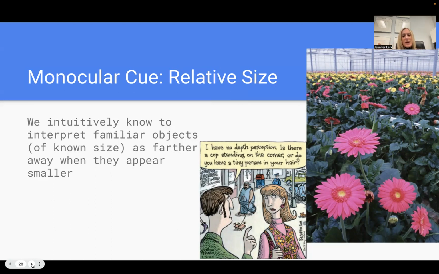In the comic book, that guy says, I have no depth perception. Is there a cop standing on the corner, or do you have a tiny person in your hair? So the idea is that, again, based on our top-down processing, we perceive things differently based on our own life experiences and things like that. But relative size gives us an indication of how close or far away something is to us.